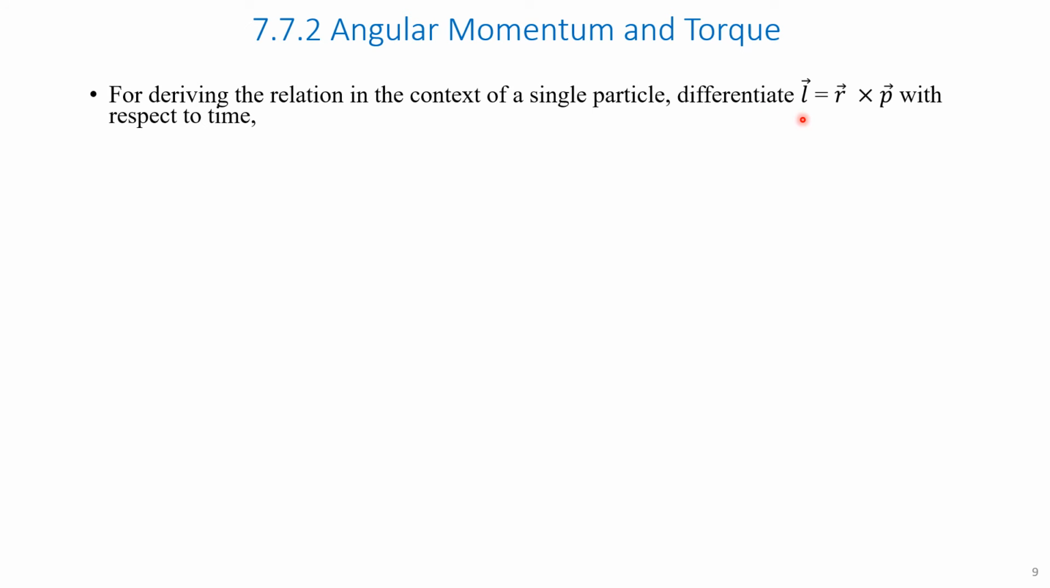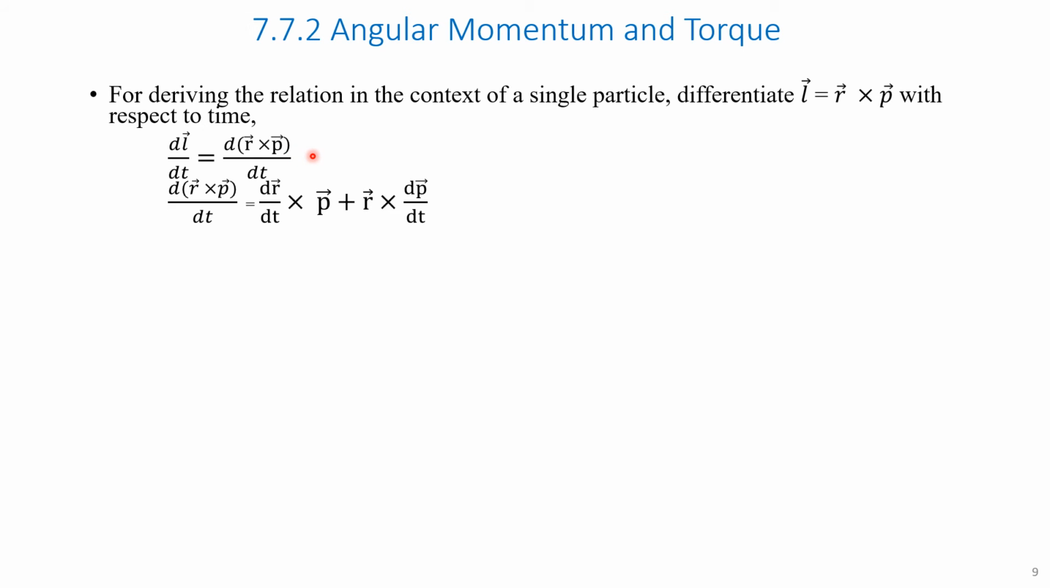differentiate the equation L = r cross p. We have already established the relation between angular momentum, position vector, and linear momentum. Therefore, L = vector r cross vector p, and we have to differentiate this with respect to time. Differentiating this equation, we get dL/dt = d/dt of (vector r cross vector p).